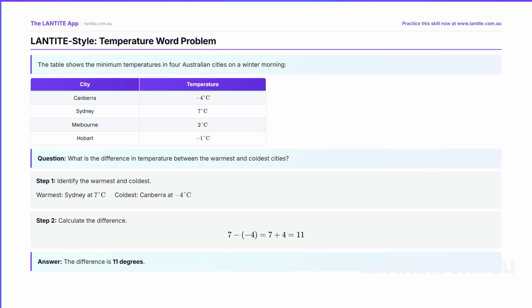This is the type of question you will see on the LANTITE. A table gives you temperatures for 4 cities. First, identify the warmest, Sydney at 7 degrees, and the coldest, Canberra at -4 degrees. Then find the difference. 7 minus -4 equals 7 plus 4, which equals 11 degrees. The key skill here is correctly reading negative values from a table and remembering that subtracting a negative becomes addition.